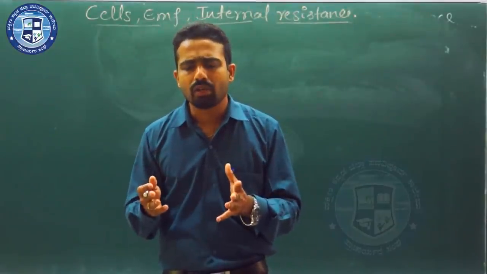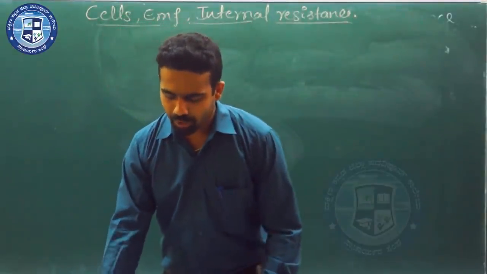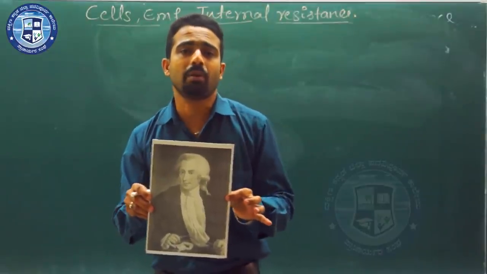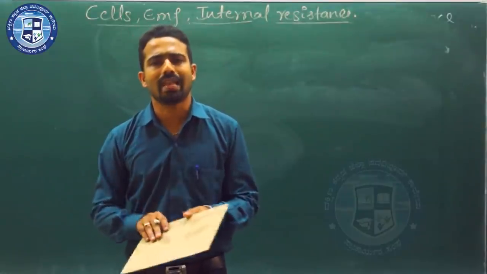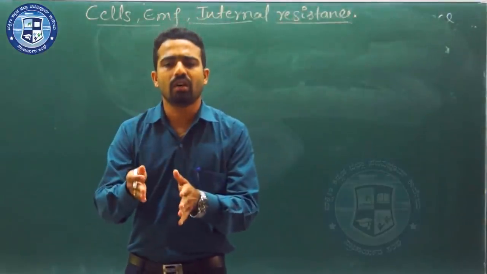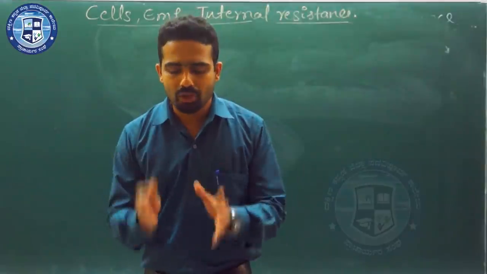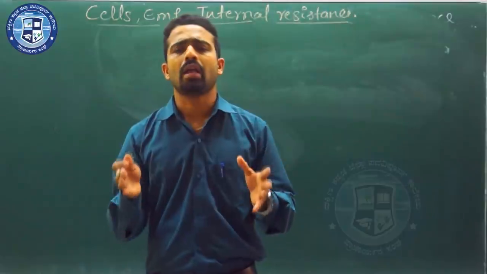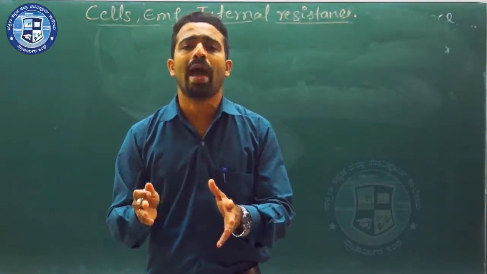Then let's see the history of a cell. There was a scientist called Luigi Galvani. He was doing an experiment in his lab. Actually, he was cutting a frog's leg. While doing so, unknowingly his knife touched the nerve of the frog's leg. He observed a sudden movement in the frog's leg, he studied it, and he finally came to one conclusion, that this is a phenomenon of animal electricity.